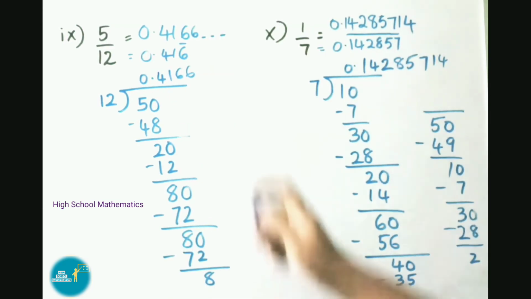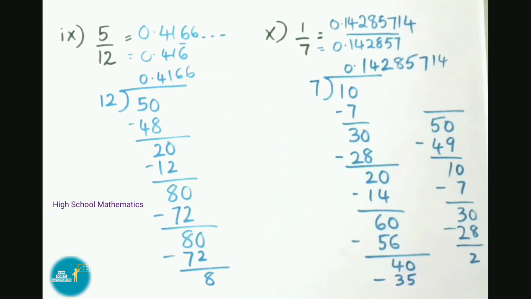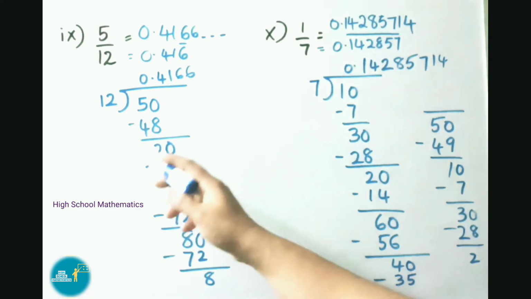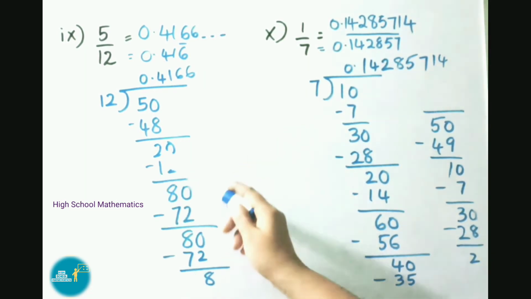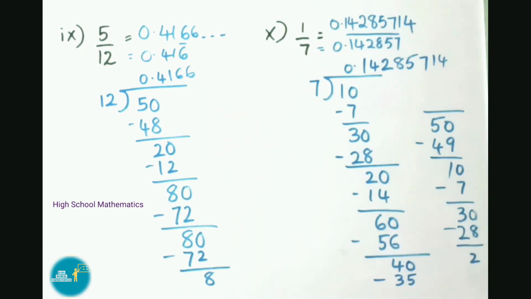See now 9th sum, 5 by 12. That means we have to divide 5 by using 12. Here 5 is less than 12, so add 0 and point in quotient. Then add a 0 here, now the number is 50. 12 fours are 48. 50 minus 48, remainder is 2. Decimal is there, add a 0, now the number is 20. 12 ones are 12. 20 minus 12, we got a remainder 8, which is less than 12. So decimal is there, add a 0, now the number is 80.